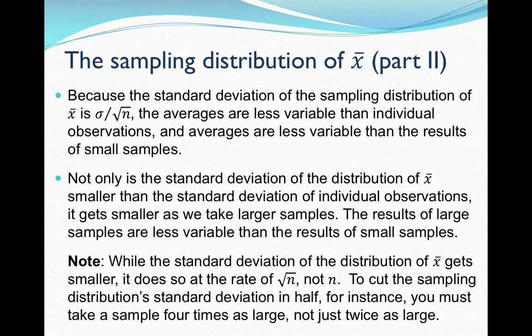So when you're trying to figure out how to reduce variability or what increases variability, you have to think about the sample size that you're dealing with. Large samples are less variable than the results of small samples. So when I take a sample of size 4, I could get a wide range of values. But if I take a sample of size 100, I'm going to have smaller variability.